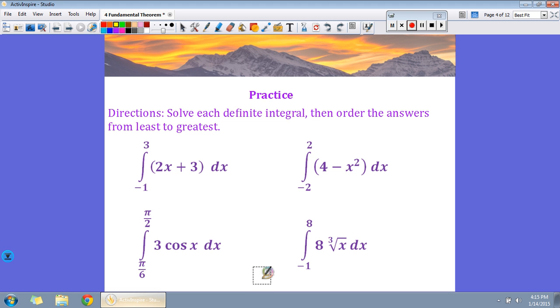Alright, so for some practice, if you want to try solving each of these definite integrals and then put the order from least to greatest, I'm going to pause and try these here, and I'm going to show you the answers in just a moment. So here are the answers from least to greatest, and it's up to you to figure out which answer goes with which definite integral.